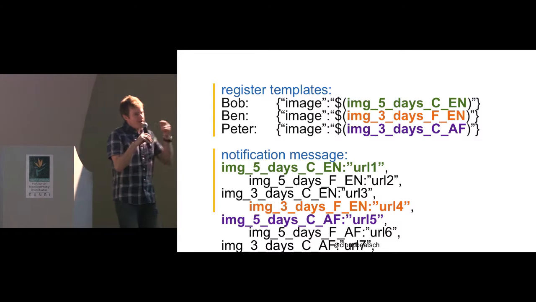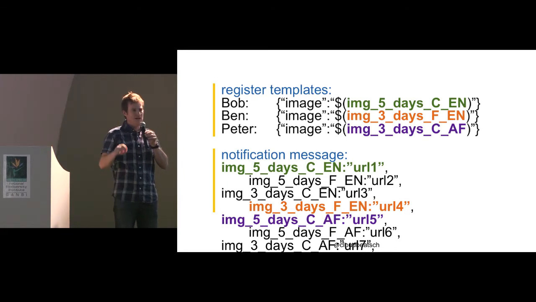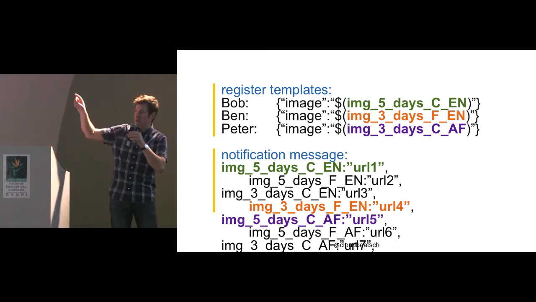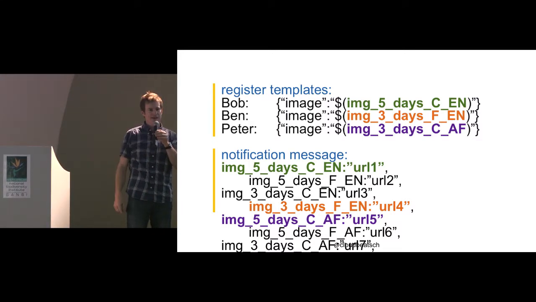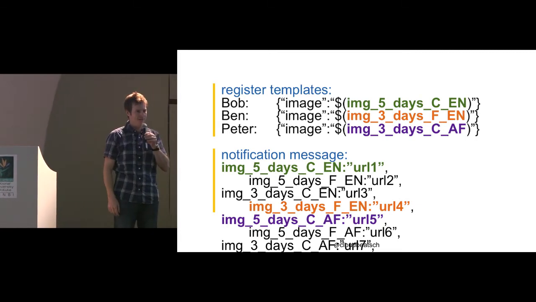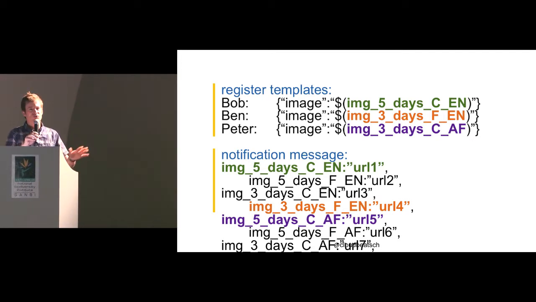So when I send my message, I now just send a message that contains all these combinations. So the message from my backend basically contains the URLs for all these combinations. And then the notification hub picks the right one, replaces it with the templated format, and sends it to the device. So this, as you can imagine, is already quite powerful if you want to provide users with a fairly flexible and personalized experience.